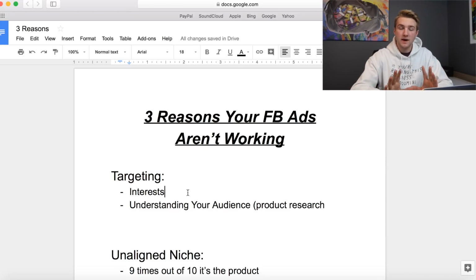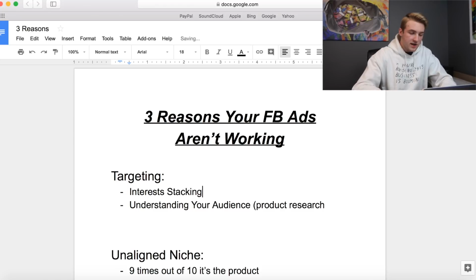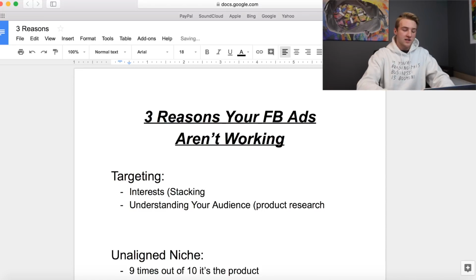But with targeting specifically, I see a lot of people who have a lot of different ways to do this, by the way. There's a few things you can do. Stacking. Oh, excuse me, let me put this in a parenthesis. This is what I mainly do. I stack 3 to 7 interests.